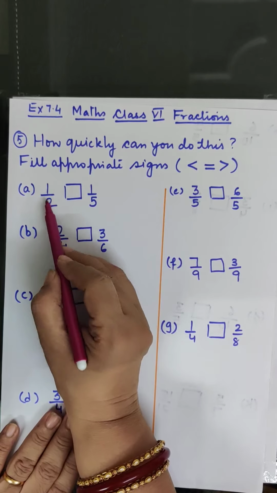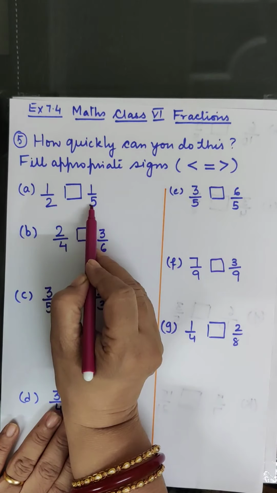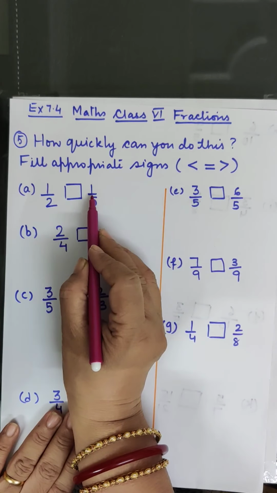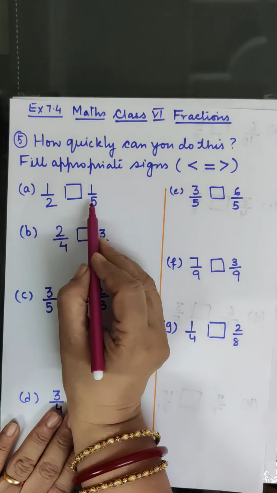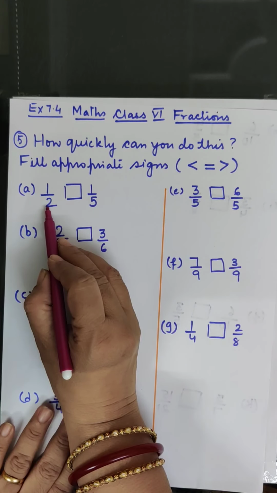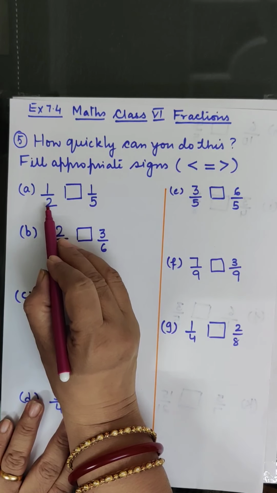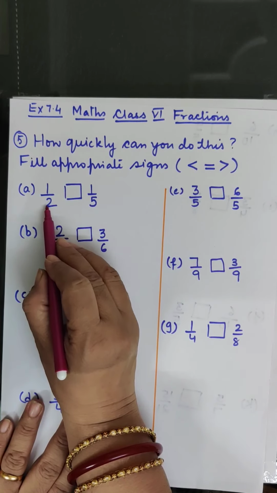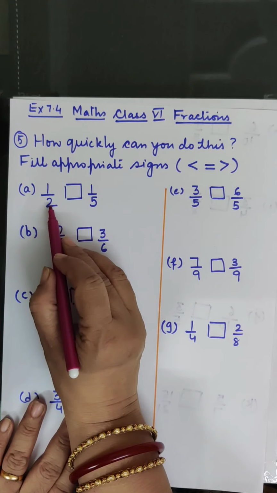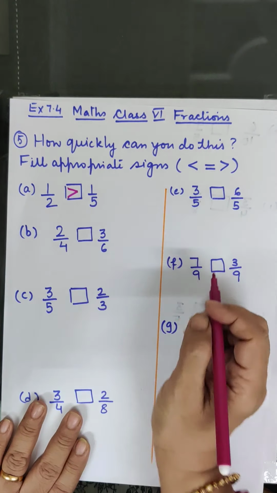Now see here 1 upon 2 and 1 upon 5. Here denominators are different but numerators are same. When numerators are same and denominators are different, smaller the denominator, bigger is the fraction. So from among 2 and 5, 2 is smaller, so this fraction becomes the bigger. So we put the sign of greater here.